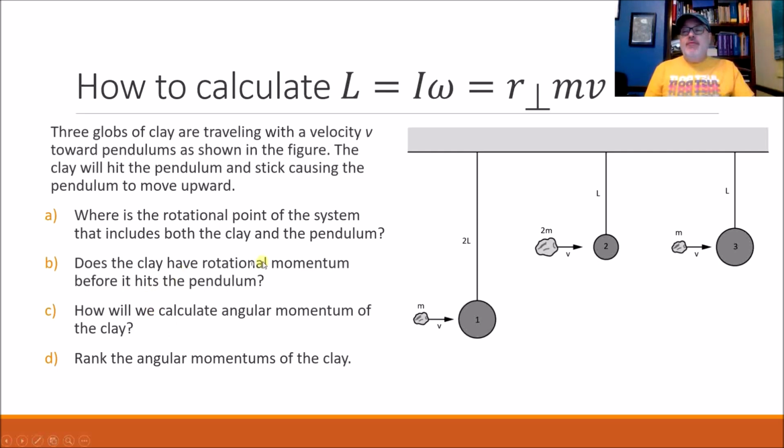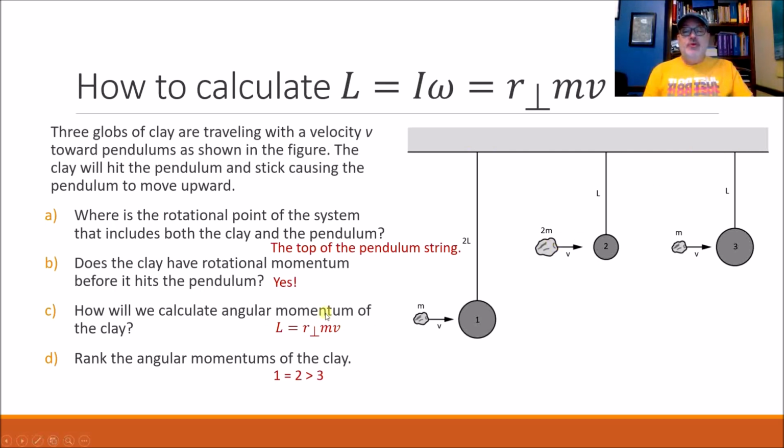So that's our rotation point, or our axis. Does the clay have rotational momentum before it hits the pendulum? Surprisingly, yes. All we have to do is multiply its linear momentum, mv, times the lever arm, or the perpendicular radius, 2L. How will we calculate the angular momentum of the clay? Well, we're going to use this one because it's an object moving in a straight line. And then the last question is to rank the angular momentums of the clay. So we've answered most of the questions, so let's go to the next one. The top point for each one is the rotational point. Yes, they'll have angular momentum.